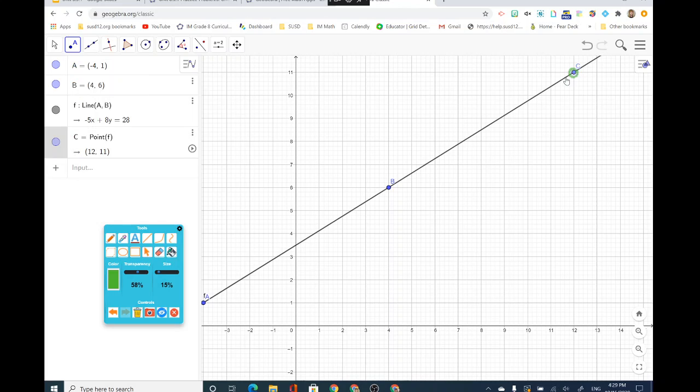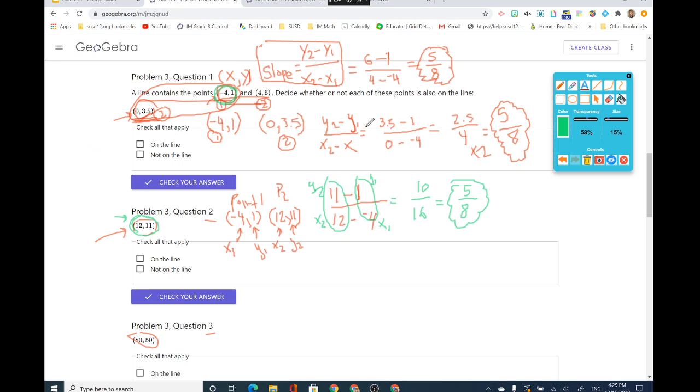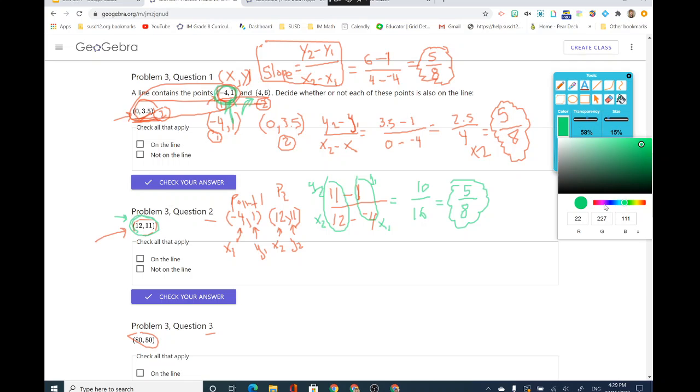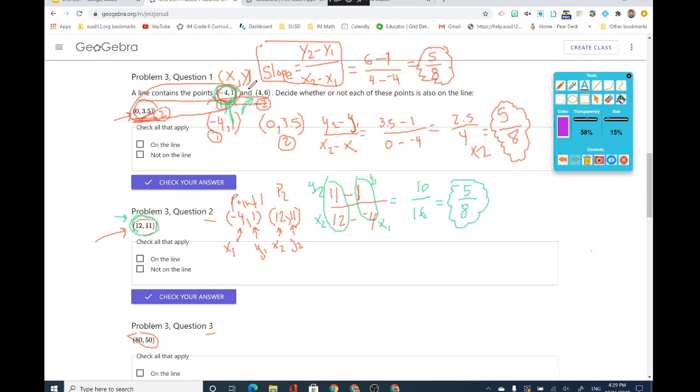Okay, do you have any questions about this? It seems like hocus pocus, doesn't it? Doesn't it just seem like magic? I mean, what if I didn't use this point here? What if I used this point? Would I still get the same slope? Let's do it. And I'll prove to you that you will still get the same slope. And I want you to do it on your paper too.